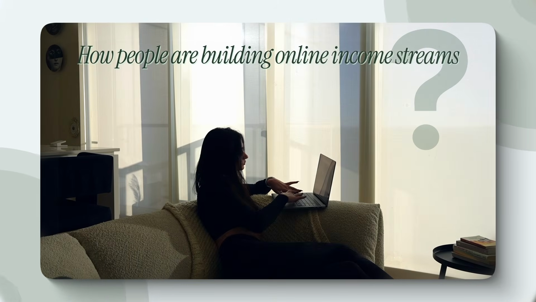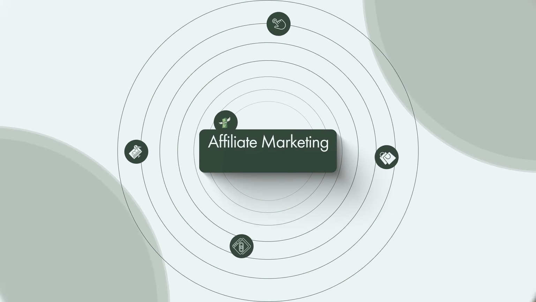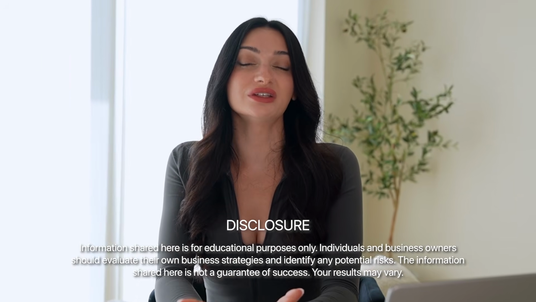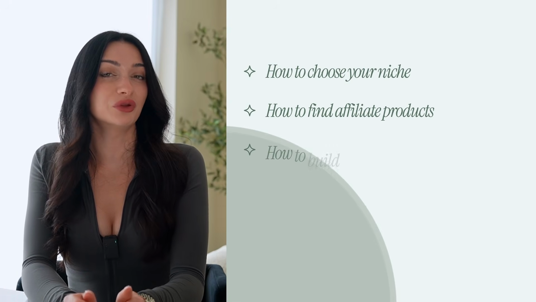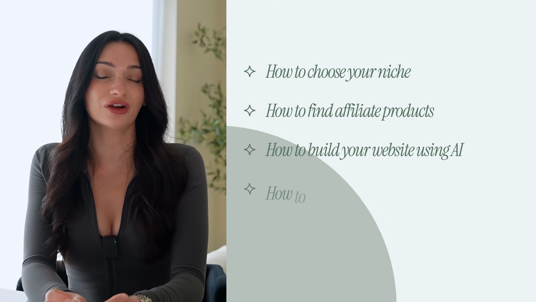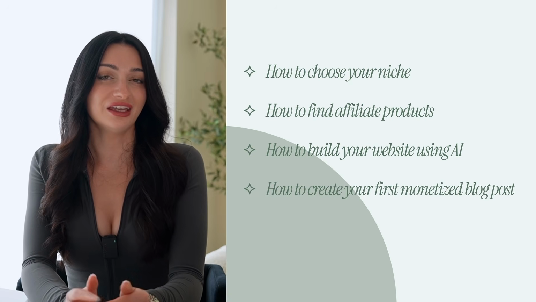In today's video, I'm going to show you how people are building online income streams using affiliate marketing and AI tools. And I'm going to show you the whole process step by step so that you can set up something similar for yourself. I'm going to walk you through how to choose your niche, how to find affiliate products, how to build your website using AI, and how to create your first monetized blog post, even if you have no prior experience with coding, technical, or business at all.